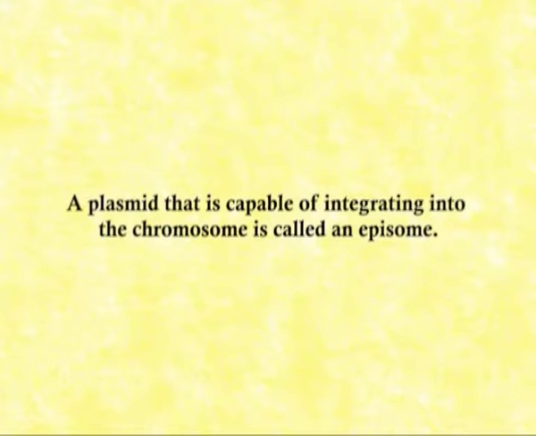So plasmids may also integrate into the bacterial chromosome by a recombination event depending upon the extent of DNA homology between the two. After integration, both the plasmid and the chromosome replicate as a single unit. A plasmid that is capable of integrating into the chromosome is called an episome. If this F plasmid is integrated into the chromosome, it is called an HFR cell.